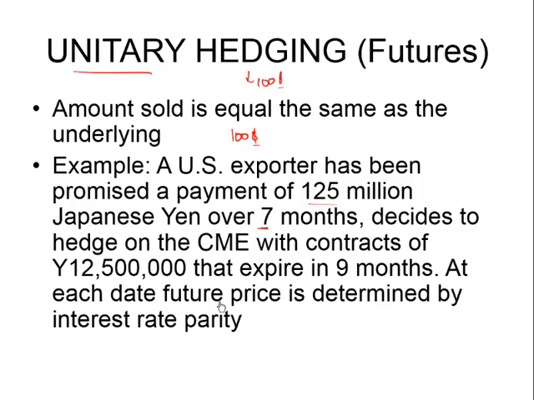At each date, the future price is determined by interest rate parity. Please remember currency forwards that we studied in forwards and futures, where the forward price is equal to spot price times e raised to the power (r domestic minus r foreign) times T, where S and F all have to be in direct quote, that is domestic per unit of foreign. So the forward price at any point in time is given by this no arbitrage relationship, also known as interest rate parity.